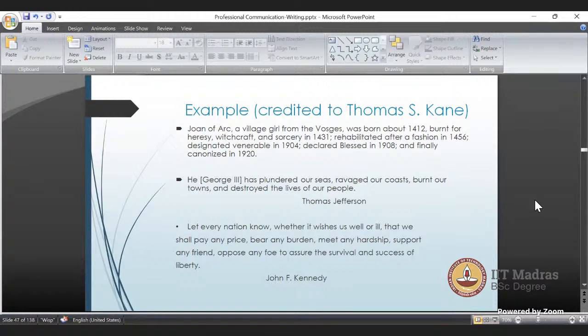Why? Because she was burned first for heresy and then she was declared as blessed in 1908. Yeah, right. And then they burned somebody, accusing her of witchcraft and sorcery. Then went ahead to rehabilitate her after a fashion. Then designated her as venerable. Okay, somebody who should be worshipped. Declared her blessed in 1908 and then finally canonized her. Basically made her a saint. Canonization means declaring someone as a saint, right?